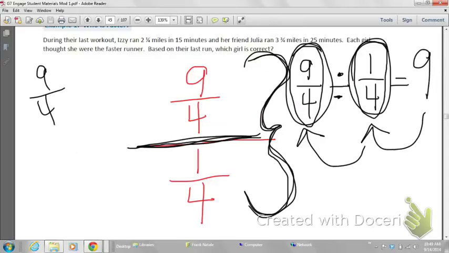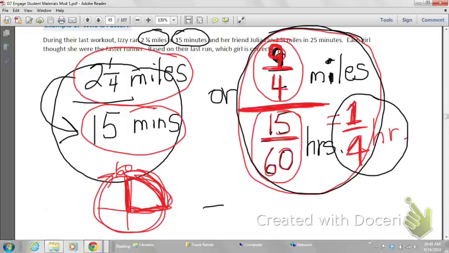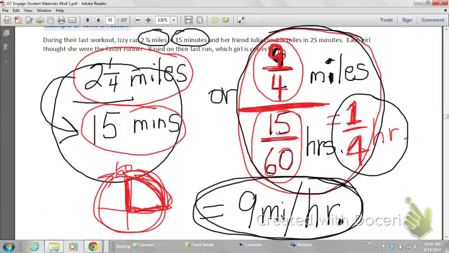So if we go back to our problem here, 9/4 miles divided by 1/4 of an hour equals 9 miles per hour, because what we've done is we've created our unit rate. 9 miles per hour. So our first girl, Izzy, ran 9 miles per hour. A nice even number, which is very, very friendly for us. Love it. It's not always going to be that way.